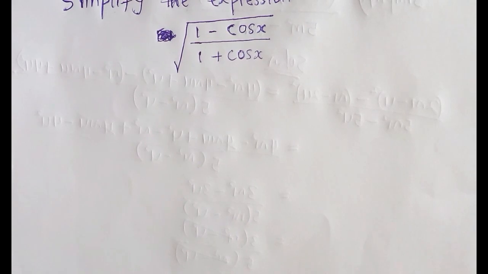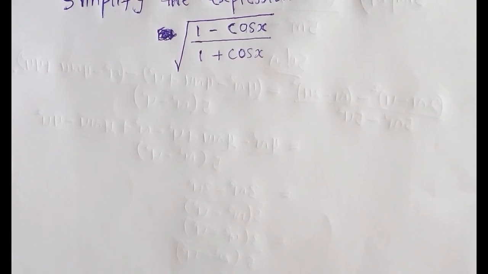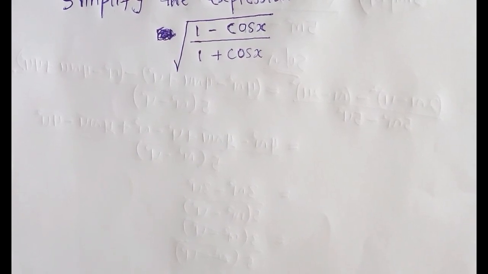Simplify the expression: the square root of (1 minus cos x) all over (1 plus cos x).